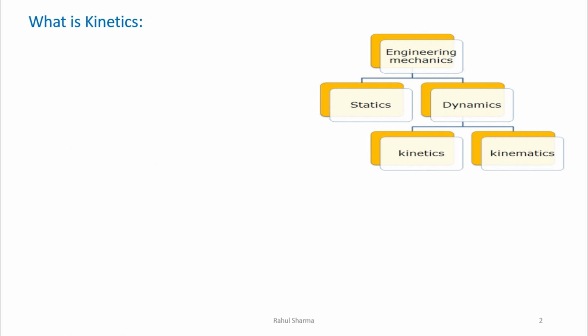This mechanic is having the branches static and dynamic. Static means object at rest or in equilibrium, and dynamic means when the object is not in equilibrium, or we can say when the object is moving in motion. The dynamic is having further two subcategories. First is kinetic and second is kinematic.